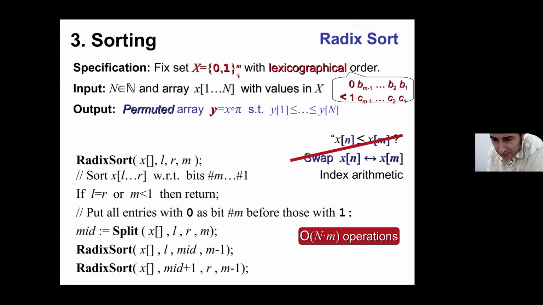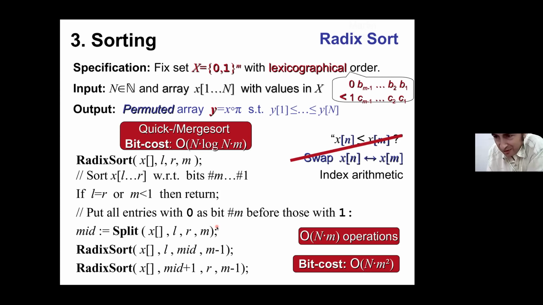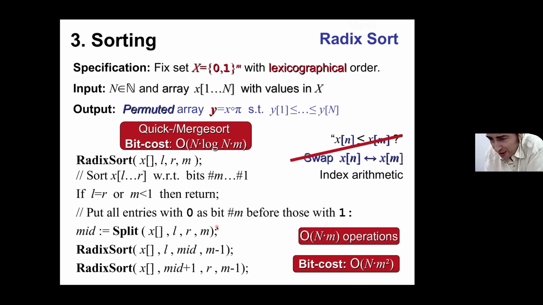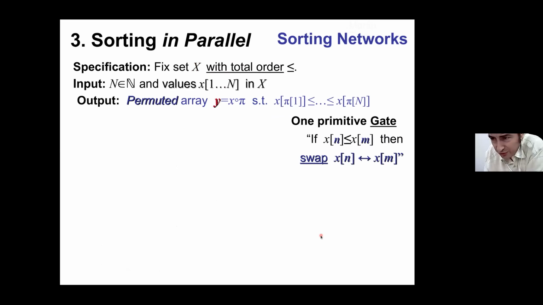Right? This lexicographical order of binary strings works for fixed m. Then you have this recursive algorithm, which is similar to quicksort, except that the splitting is done with respect to the mth bit, and everything where the mth bit is 0 goes left of everything where the mth bit is 1. Okay, and this again can be done in linear time with respect to the array when the number of bits is fixed. So it's useful when m is small compared to n.